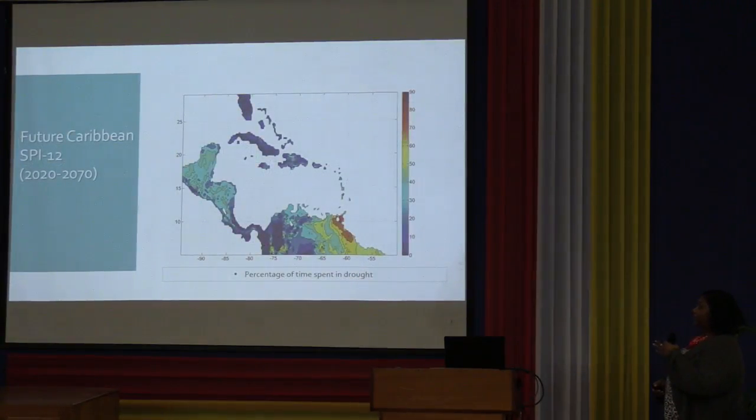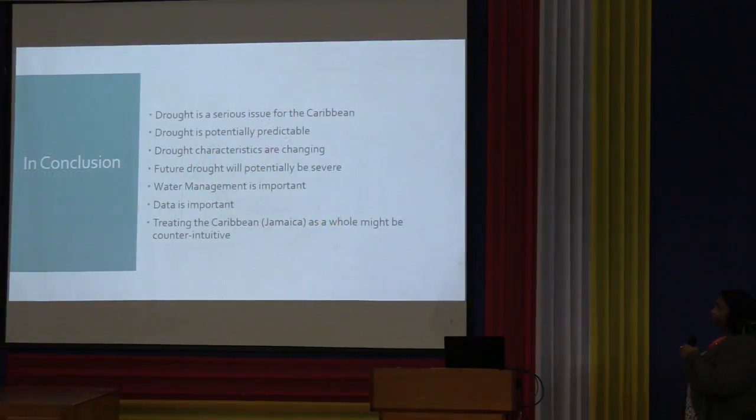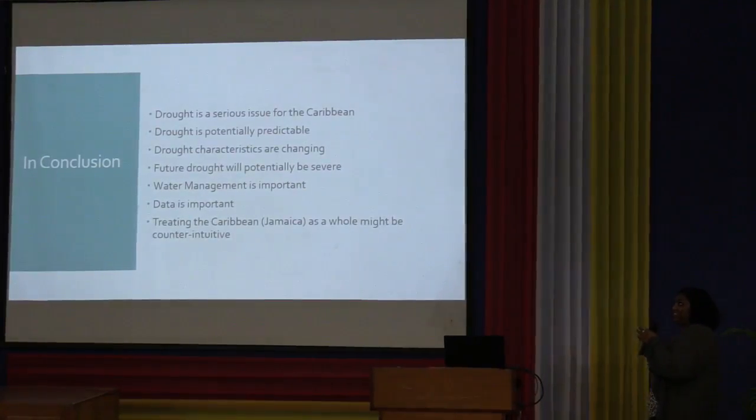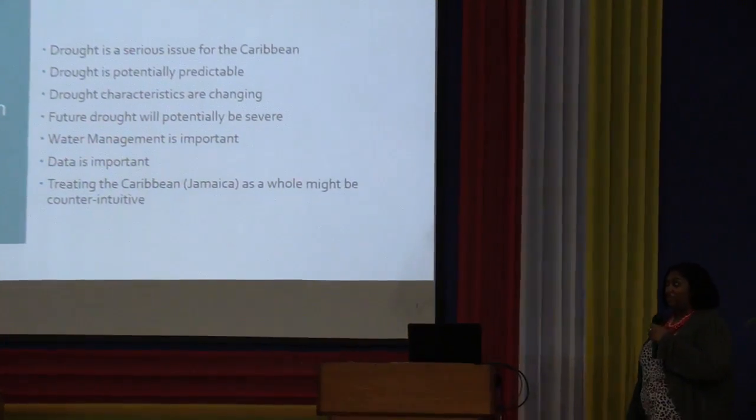And we're seeing here the percentage of time spent in drought between 2020 and 2070 according to this one model. Trinidad is just going to be like always dry. The rest of us might have hope, but Trinidad just flops. So anyway, in conclusion, drought is a serious issue for the Caribbean.